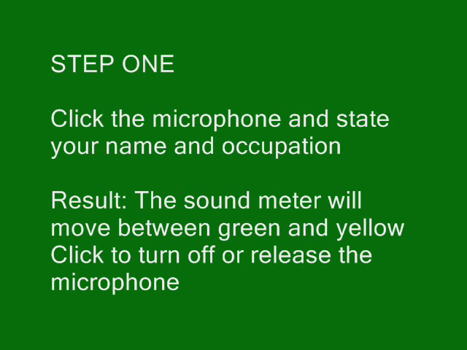In step 1, we will practice using the microphone. Click the microphone. State your name and occupation. Once you've done that, observe the sound meter next to the microphone, which should be fluctuating between green and yellow as you speak. Click again to turn off the microphone, making it available for others to use it.